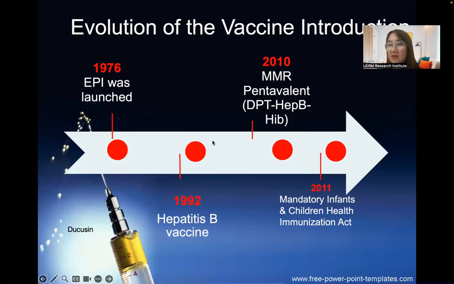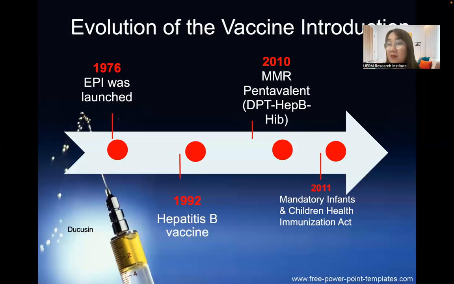In September 1976, under Presidential Decree 996, the Expanded Program for Immunization was launched, which provided compulsory immunization for infants and children below 8 years. When the program was first rolled out in 1979, 6 vaccine-preventable diseases were included. These were tuberculosis, diphtheria, tetanus, pertussis, poliomyelitis, and measles. In 1992, hepatitis B was included. By 2010, measles, mumps, and rubella, or MMR, and pentavalent vaccine composed of 5 vaccines, diphtheria, pertussis, tetanus, hepatitis B, and Haemophilus influenzae type B, were introduced.